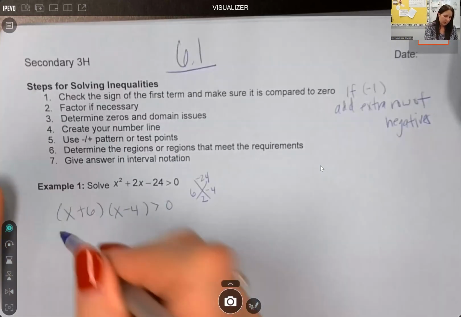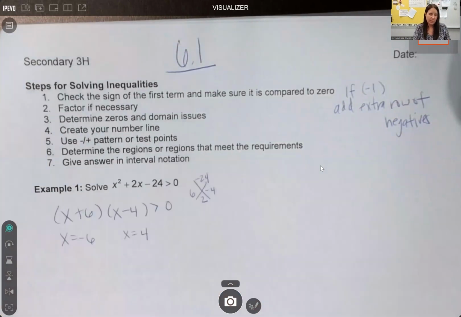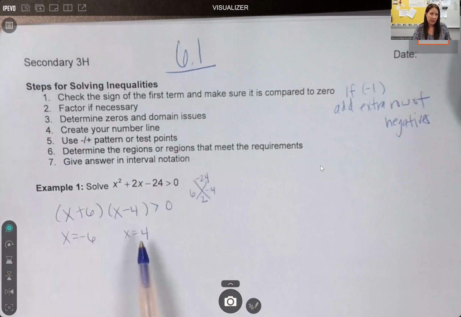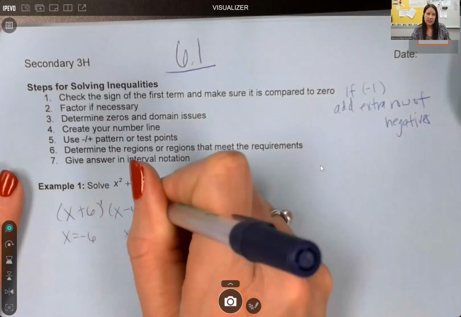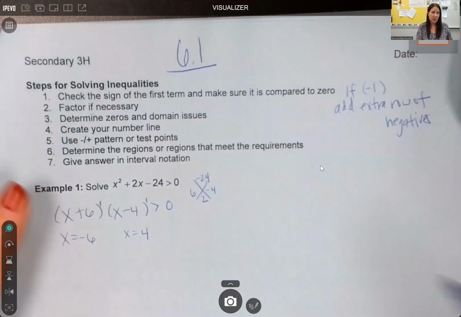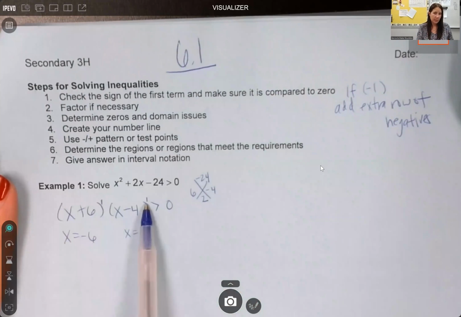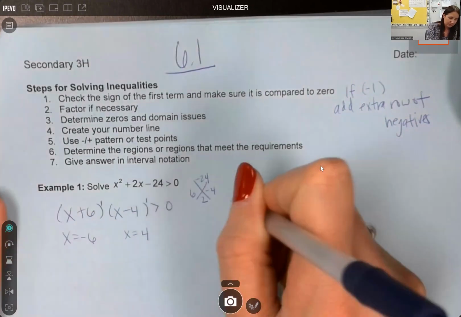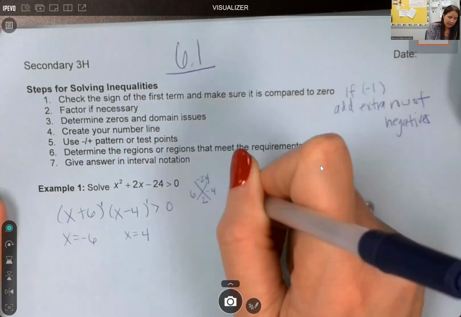That will give us our two values where the graph will change from positive to negative. So I'm going to set this parenthesis, x plus 6, equal to 0, and I get -6, and x minus 4 equal to 0, and I get a 4. Now, each of these has a multiplicity. If you remember, the multiplicity is the power of each binomial. Since there isn't a power here, it's automatically a 1, so I don't have to worry about repeated zeros on this problem. Okay, so I'm going to write this out to the side. So there's no repeated zeros, and there was not a -1.